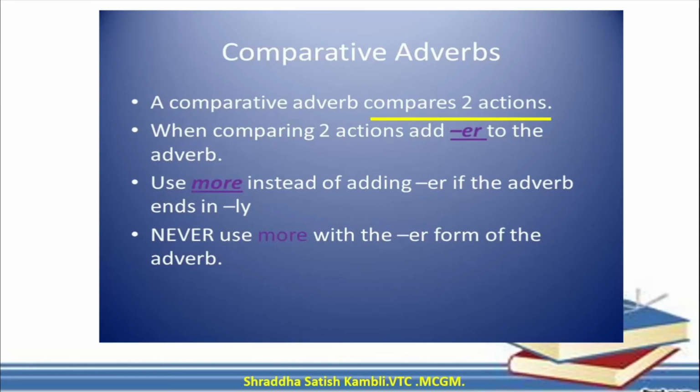Now when you're comparing two actions, you sometimes add er to the adverb. For example, A runs fast, B runs faster than A. Now when the adverb ends with ly, then instead of er, what do you use? You use more and most. So you say more likely, most likely.